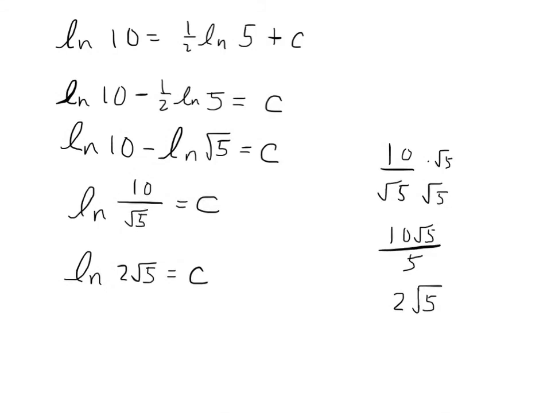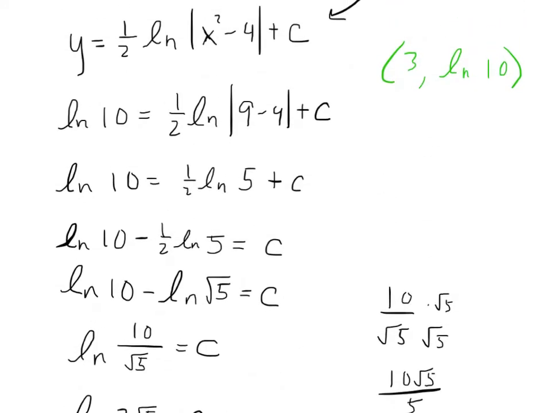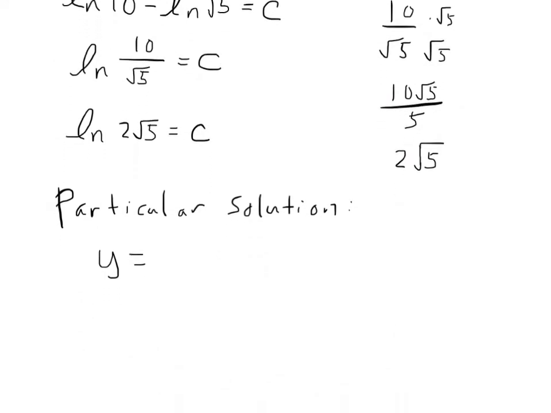And so that means my particular solution is y equals, and we should scroll back up, hopefully this thing has a log of what it is. Yeah, oh, sorry, there it is. This 1/2 natural log x squared minus 4, 1/2 the natural log of x squared minus 4 plus the natural log of 2 root 5.